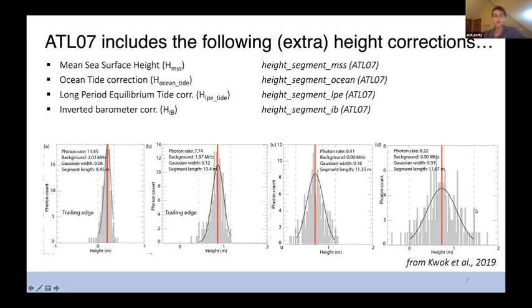There are further corrections then applied to those heights at the ATL7 level. The main one maybe being this mean sea surface, which is derived from Ron's Cryosat-2 mean sea surface estimate over the several years of Cryosat-2 data, and some of these other corrections as well. And again, Ellen's going to talk about how, if you want to go back from ATL7 to ATL3, we need to take these corrections back off for those heights to match up.